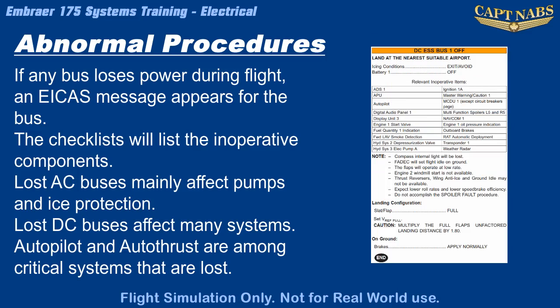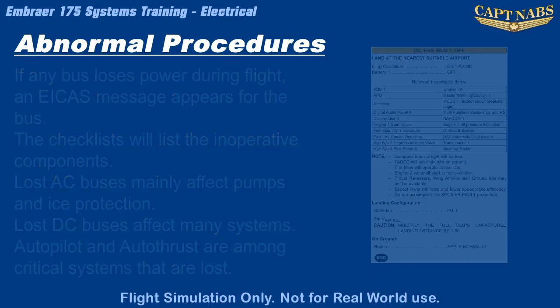Loss of the DC essential buses will call for disconnecting the battery to prevent battery discharge, and a loss of some ice protection. Numerous other systems are lost. Again, the checklist provides a full list of all lost systems.